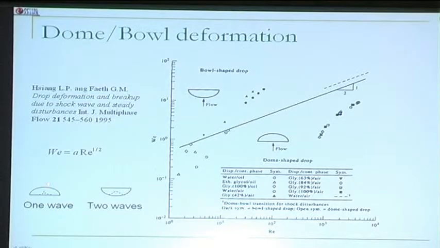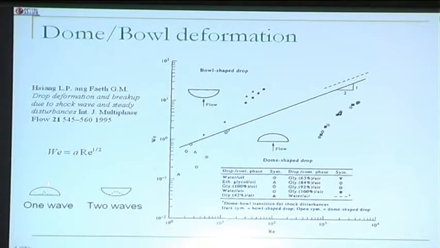And if you look at other works by Professor Faith and Xiang, he says that in this line, above this line, here you have Reynolds number, Weber number. Above this line, you have an initial deformation which is ball-shaped. And here under this line, you have an initial deformation which is dome-shaped. So the initial shape is different whether you are above this line or not.